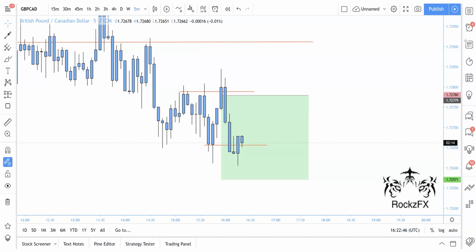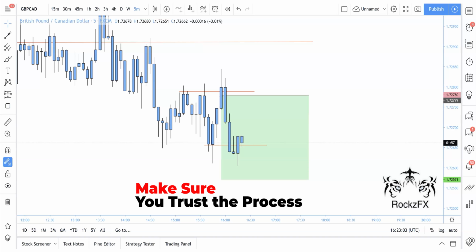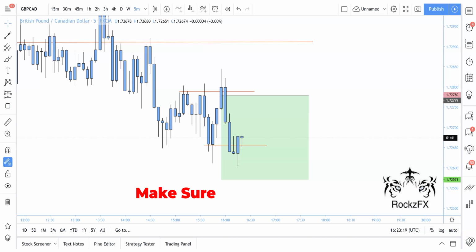How you're going to be able to do this, guys, is by making sure that you trust the process. How do you trust the process? You need to make sure that you're back testing. You need to make sure that the strategy you're using is foolproof.